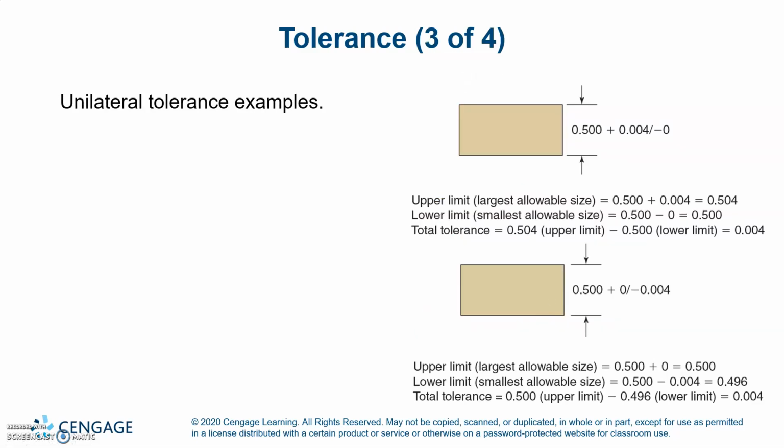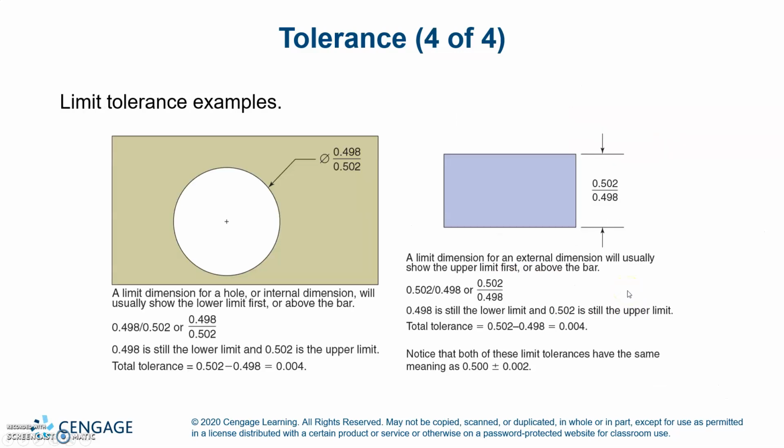Unilateral tolerance examples: all of your tolerance is going to be on one side. So 500, if you go anything less than that on this one, then you're going to scrap the part, whereas you've got 4 thou to go over, and right the opposite on that one.